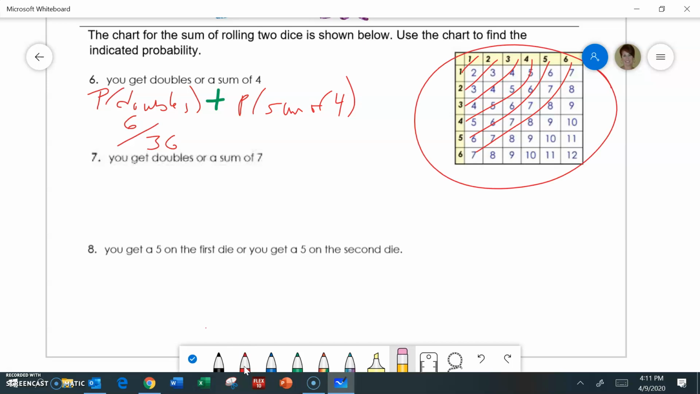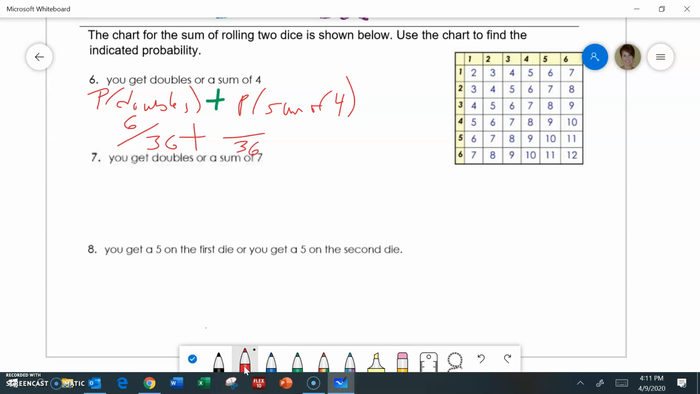Okay? Now, the probability of rolling a sum of 4, so out of the 36 spots that you see in our table, we're looking for a 4. So we have 1, 2, 3 right there.